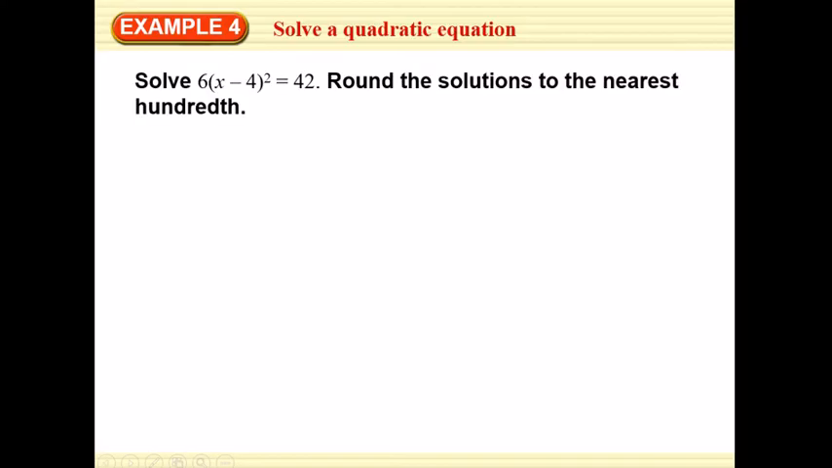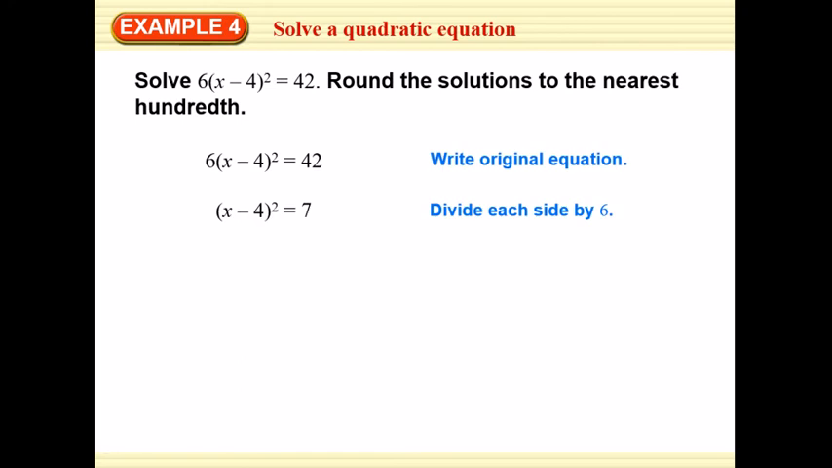Alright, here in example 4, we're going to be adding on about one more step. So they do say round, so I have a feeling I'm definitely going to need my calculator here in the end to approximate. Alright, so the first thing I want to do is write out my equation. And then that 6 is on the outside. So since that's not right in there with the x, I want to go ahead and divide each side by that 6 first, working from the inside out.